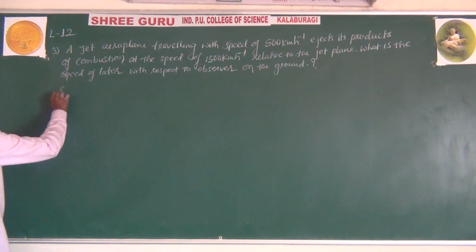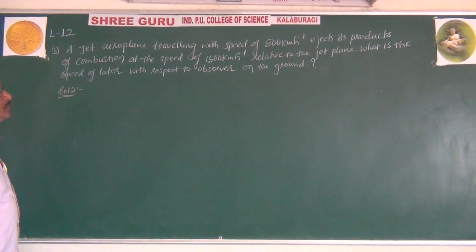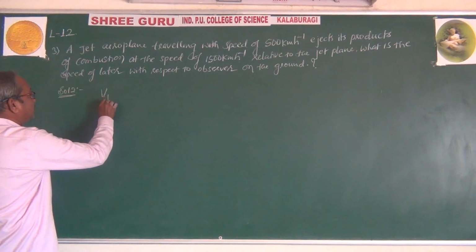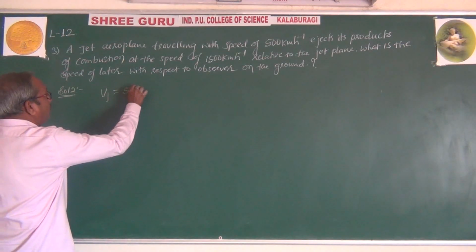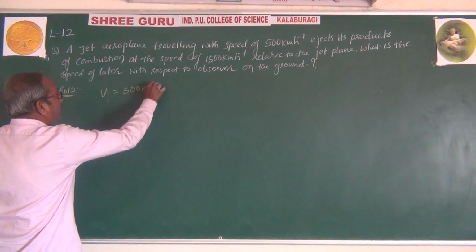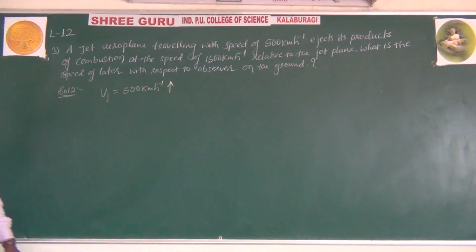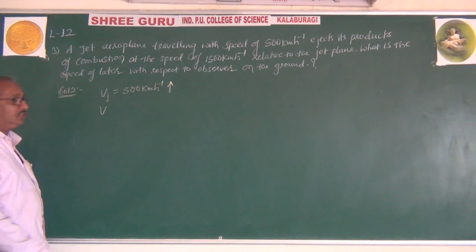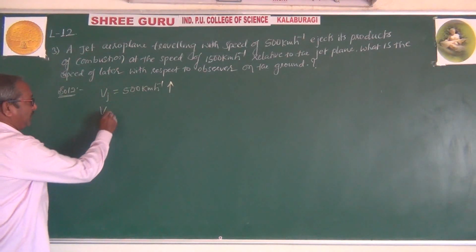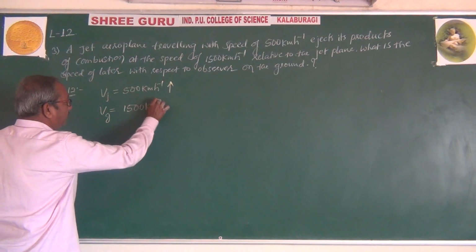So now here is the solution. A jet aeroplane traveling with a speed of, that means the velocity of the jet aeroplane Vj, which is equal to 500 kilometer per hour, and this is moving in the upward direction. It ejects its products of combustion. The gas will be thrown out. That is the velocity, 1500 kilometer per hour.